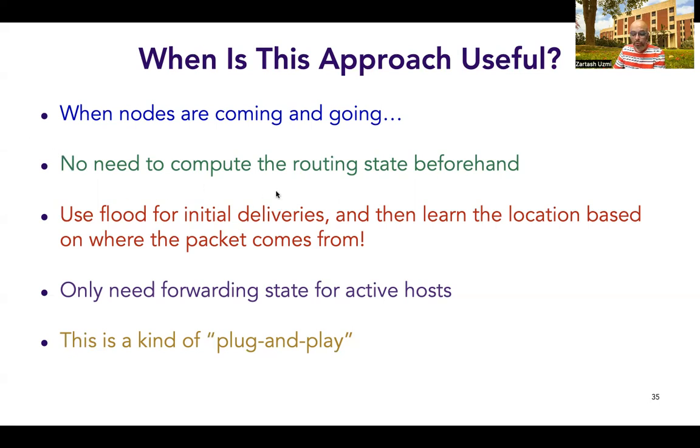So there is no need to compute the routing state beforehand. Use the flood for initial deliveries of the frames and packets, and then learn the location based on where the packet comes from, not where it is going to. So the forwarding state is needed only for the active hosts. Anyone who transmits a packet, the switches will learn about it. If somebody doesn't transmit, their location will not be learned. Okay, so this is kind of plug and play. You can disconnect machines from the switch and connect to another switch, and so on and so forth.